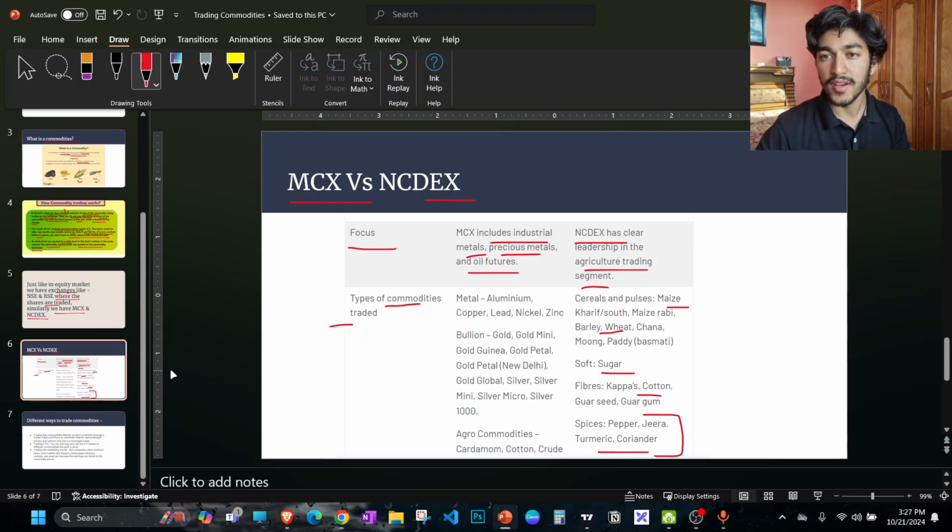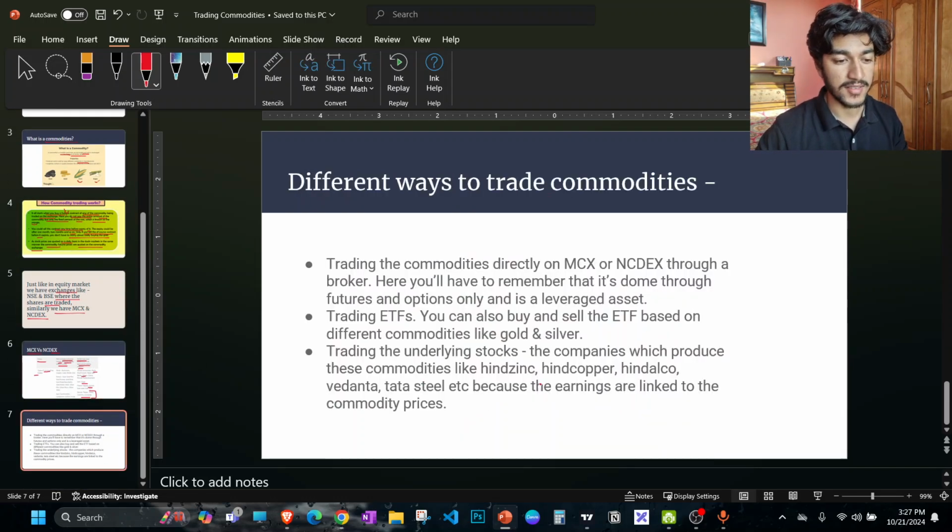We won't be going deep into how exactly to trade these commodities. We'll be brushing upon how to trade different commodities, and how you can diversify your own portfolio from equity to something else. So there are different ways to trade commodities. The first is trading commodities directly on MCX and NCDEX through a broker. Here you have to remember that it is done through futures and options only and is a leveraged asset.